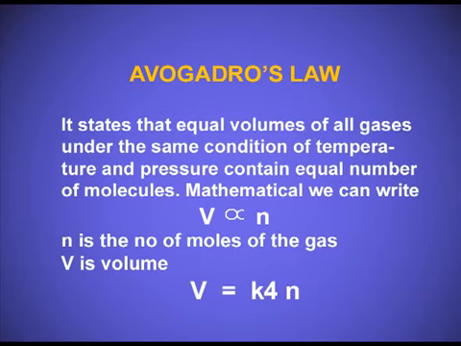Let's define. It states that equal volumes of all gases under the same condition of temperature and pressure contain equal number of molecules. Mathematically, we can write V directly proportional to n, where small n is the number of the moles of the gas and V is volume. V equals K4 n. Here K4 is the proportionality constant of Avogadro's law.